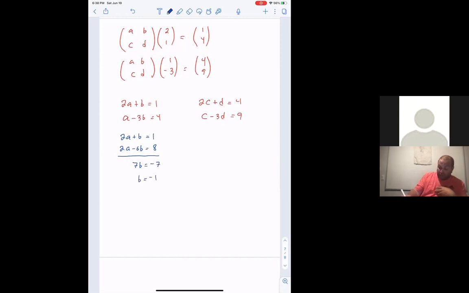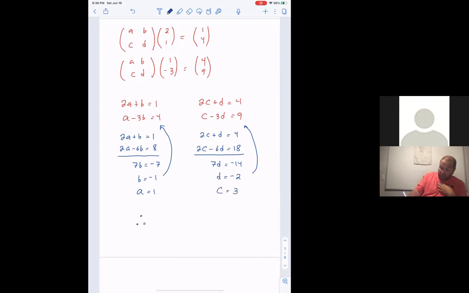Once I know B is negative 1, I can go ahead and plug it back in. Let's see in the second one. So I get A plus 3 equals 4, and therefore A is equal to 1, solved. I'll do something very similar in this case. Keep the first row, multiply the second row by 2. 2C minus 2C goes away. D minus negative 6D becomes 7D. 4 minus 18 becomes negative 14. D becomes negative 2. Once I know D is negative 2, I get C is equal to 3.